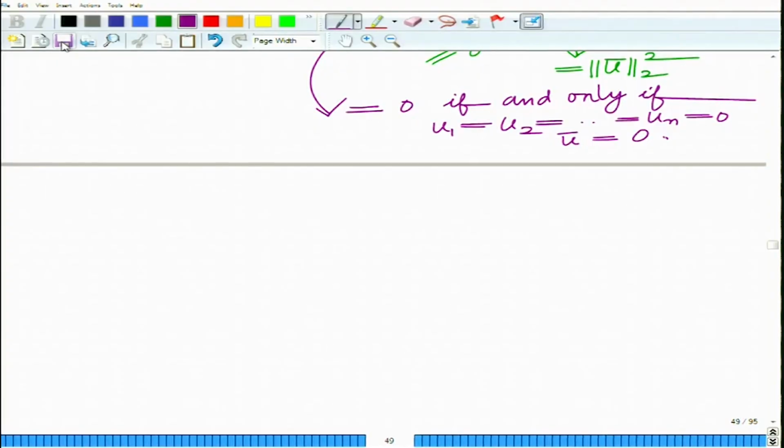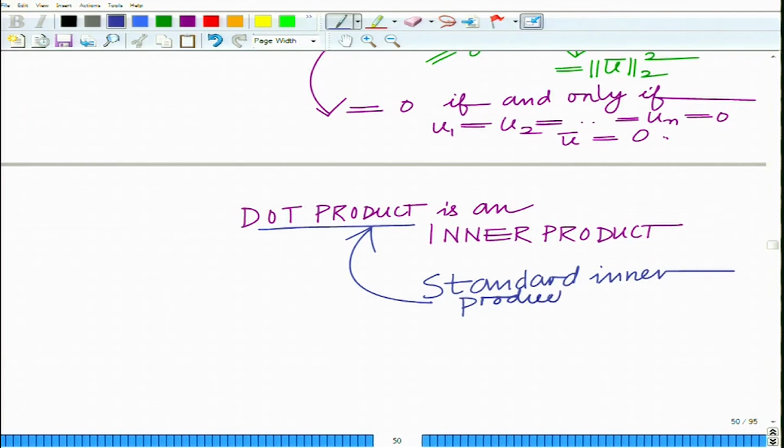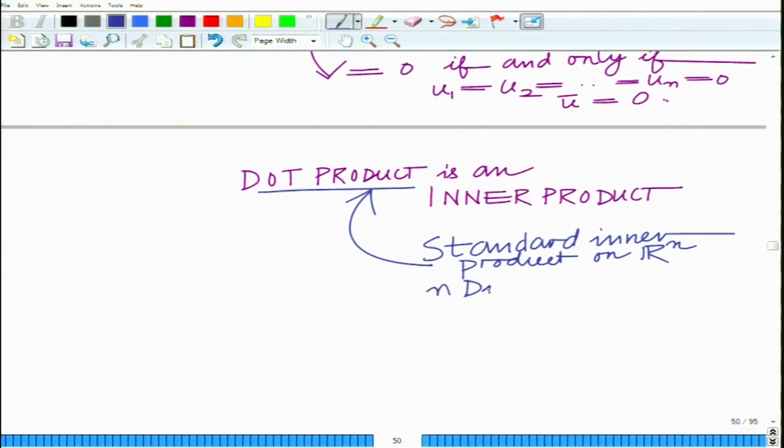And therefore, the dot product is an inner product, and in fact this is also termed as the standard inner product on Rn, that is, the Euclidean n space or the n dimensional space of real vectors. The dot product is an inner product.